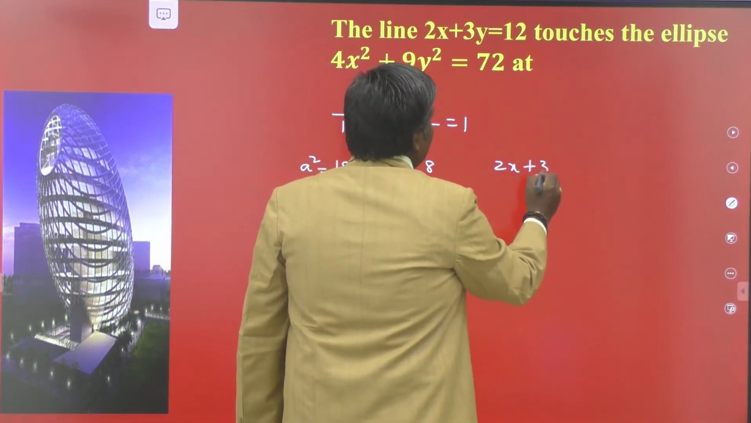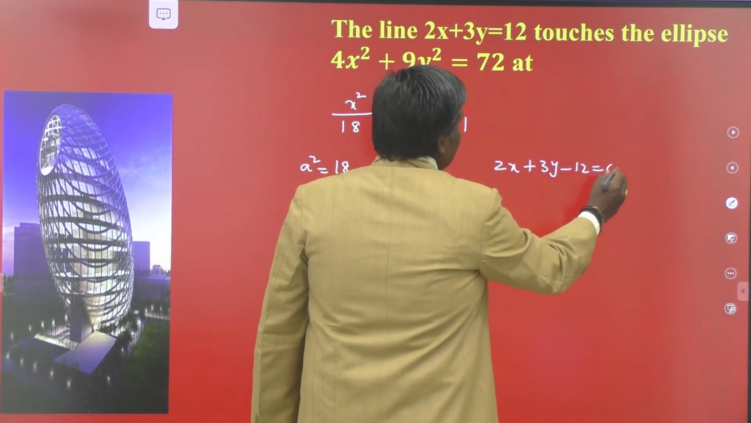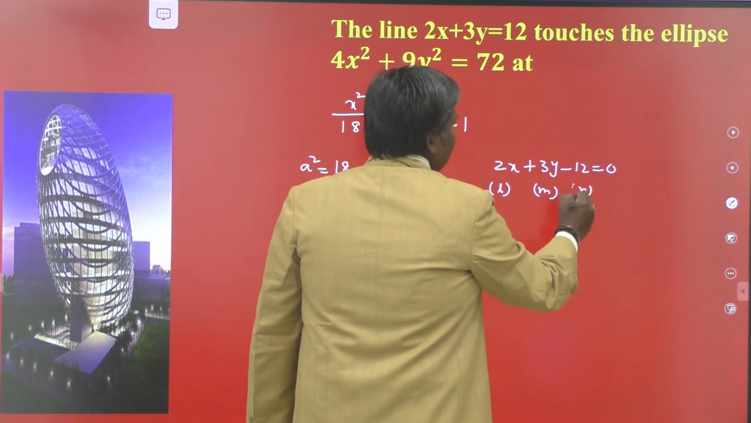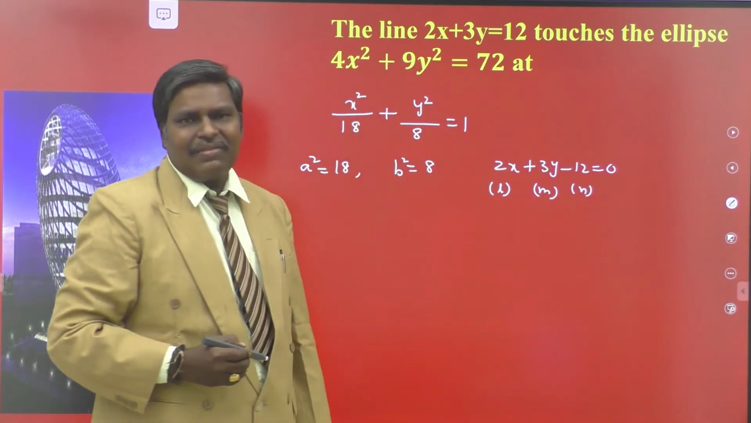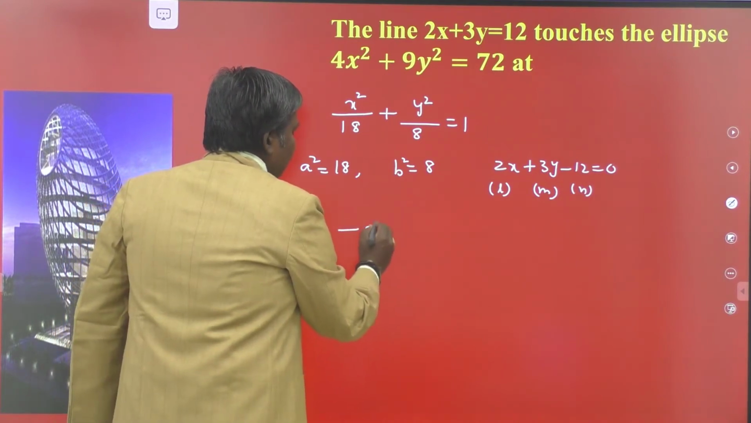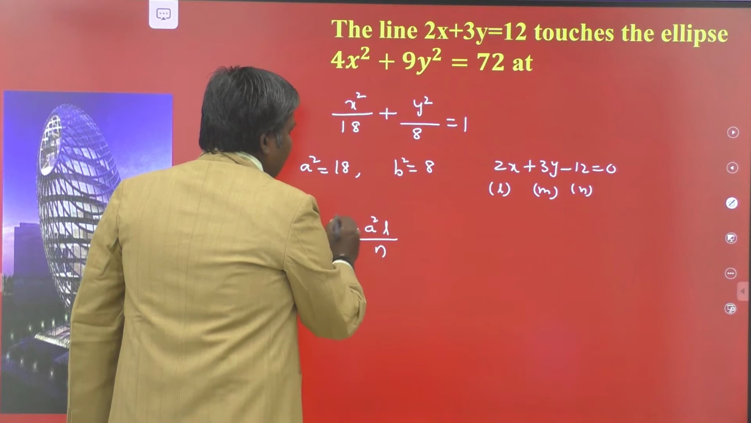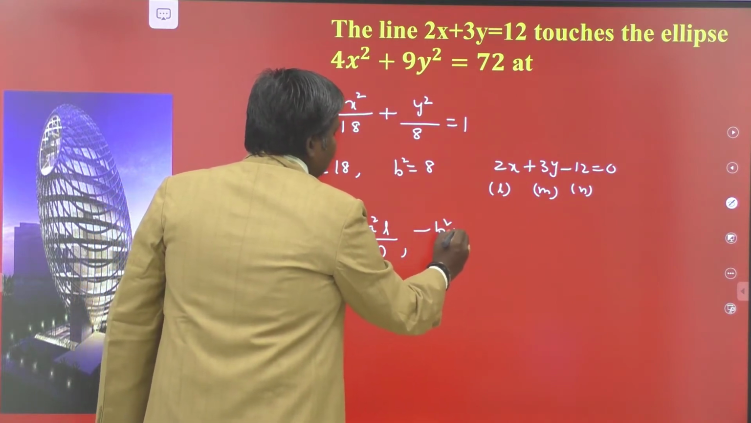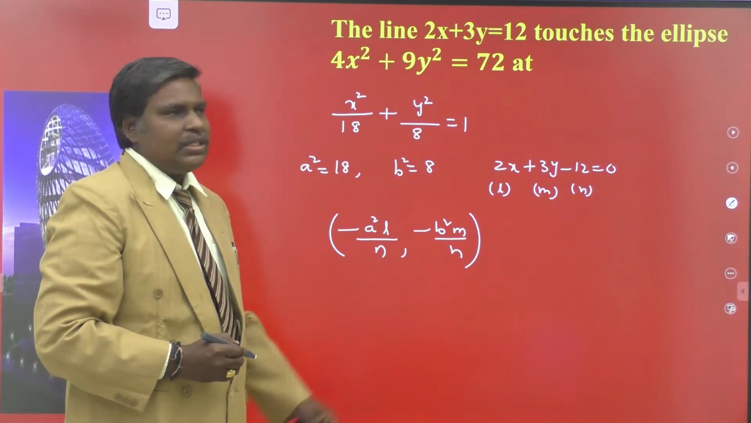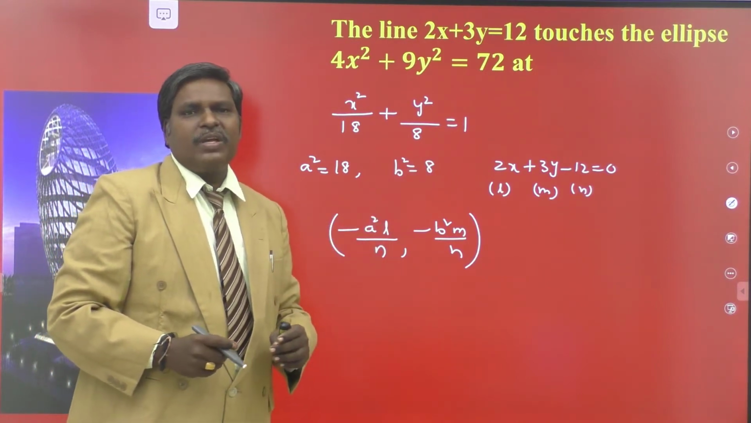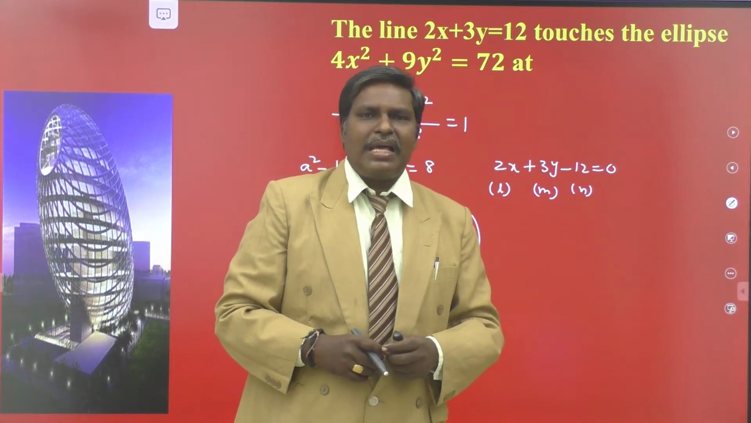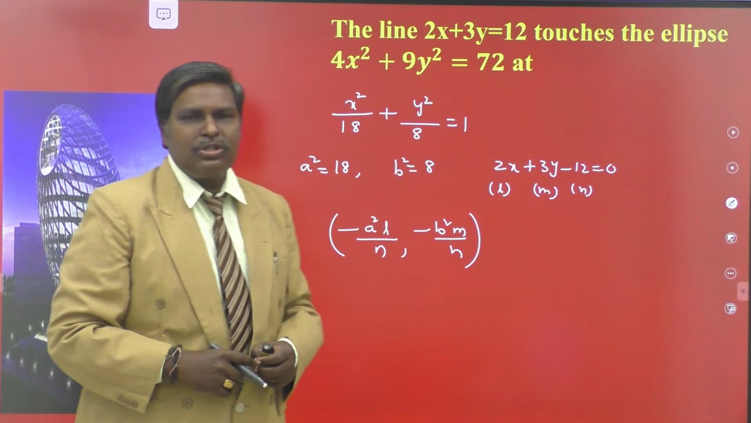Now, what is the line equation? 2x plus 3y minus 12 equal to 0. This is your L, this is M, this is your N, of the form Lx plus My plus N equal to 0. So, what is your point of contact? Already we proved, (minus a square L by N, comma minus b square M by N) is your point of contact of the line Lx plus My plus N equal to 0 with your ellipse x square by a square plus y square by b square equal to 1.